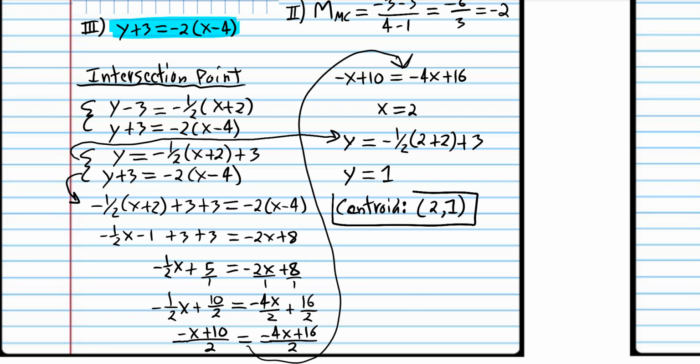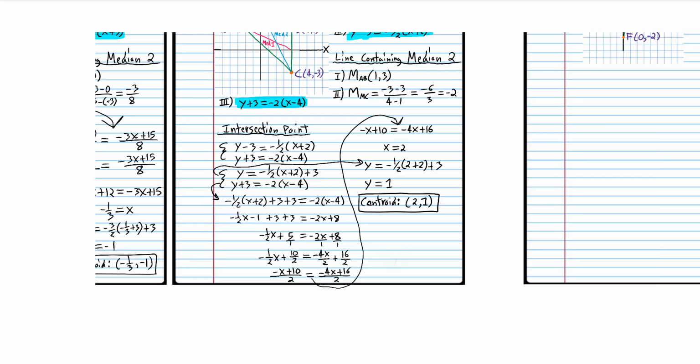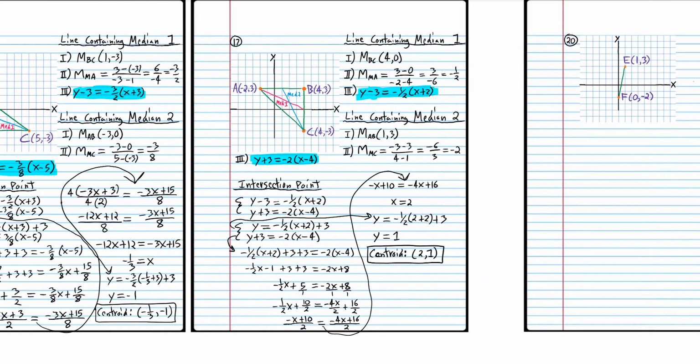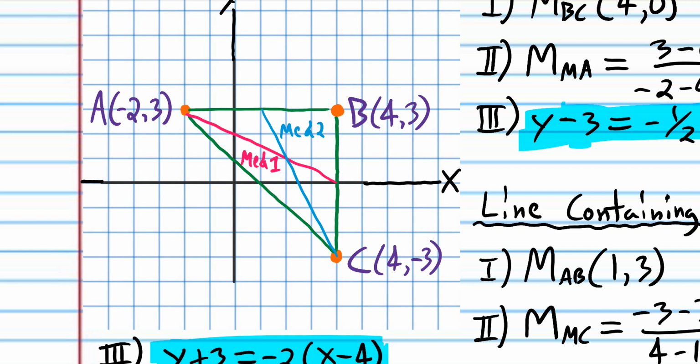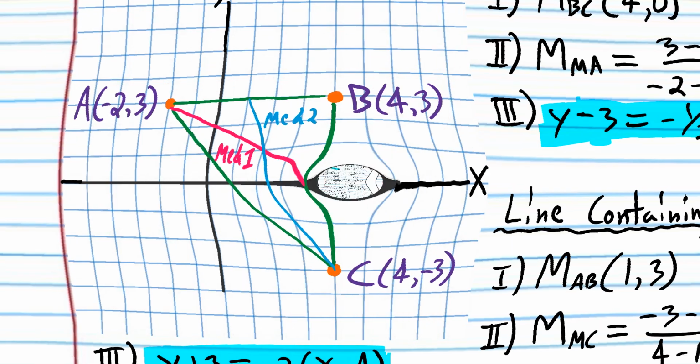So if you got that answer, good job. If you didn't get that answer, that's okay. Just look at the work we did here and go back and figure out what you did wrong. Now let's see if that makes sense. 2, 1, we go out 2 and up 1, and it looks like that makes sense. If your centroid is out here, then obviously we did something wrong.